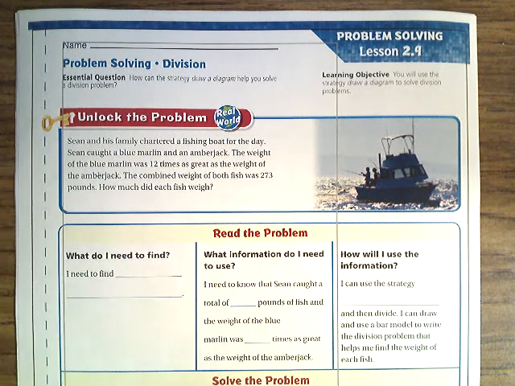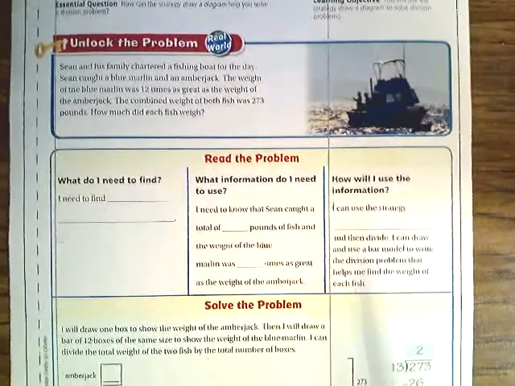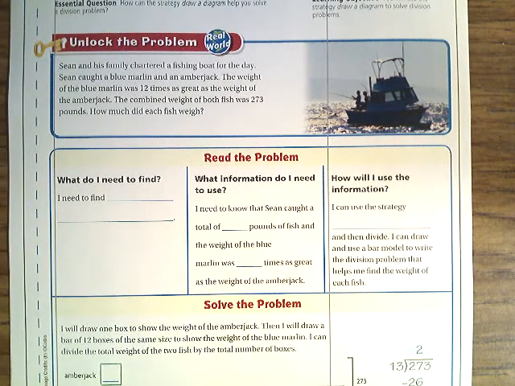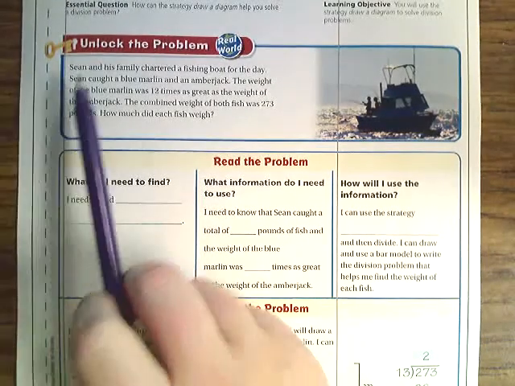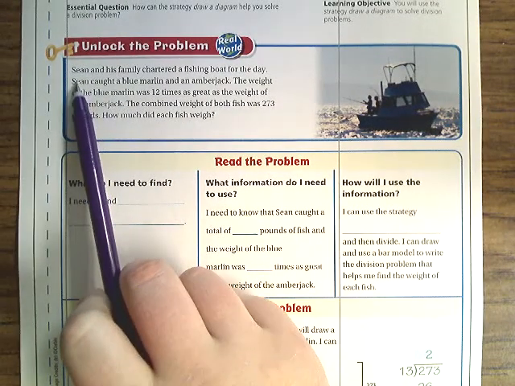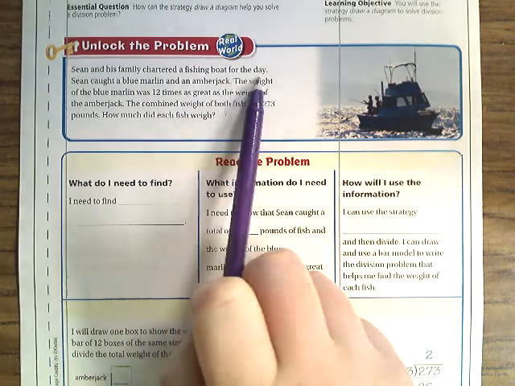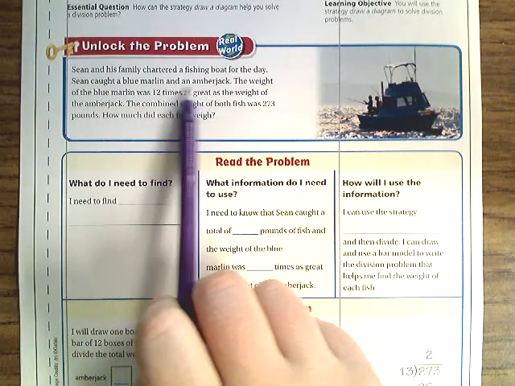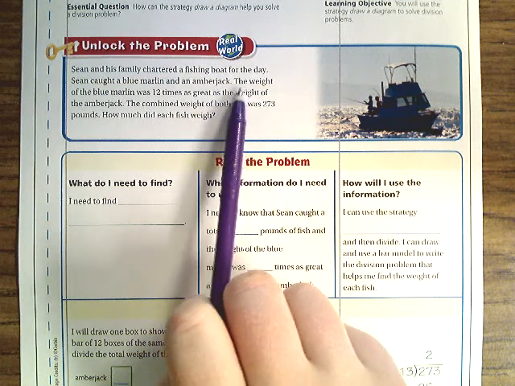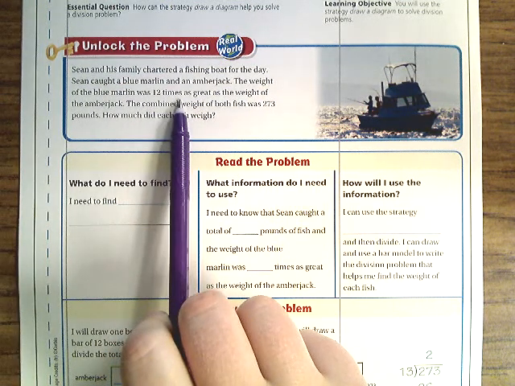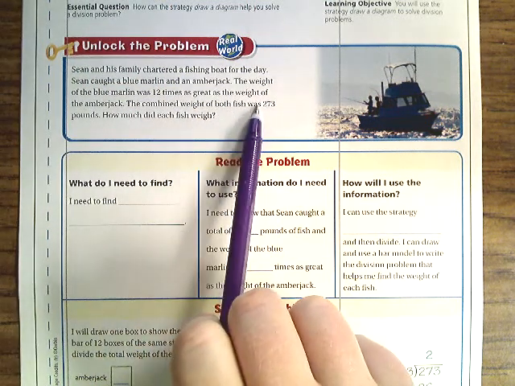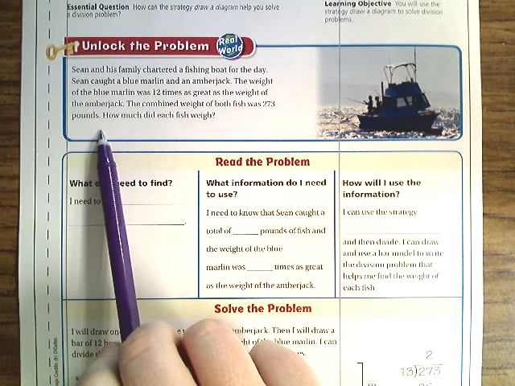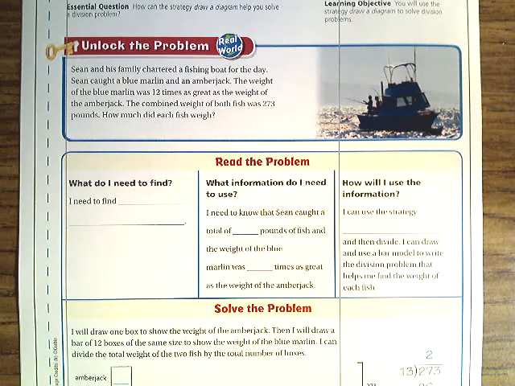We are going to start at the top here where it says unlock the problem. If you need to pause this video throughout to go back or rewatch or catch up, you can do that at any time, okay? Sean and his family chartered a fishing boat for the day. Sean caught a blue marlin and an amberjack. Those are types of fish. The weight of the blue marlin was 12 times as great as the weight of the amberjack. The combined weight of both fish was 273 pounds. How much did each fish weigh?